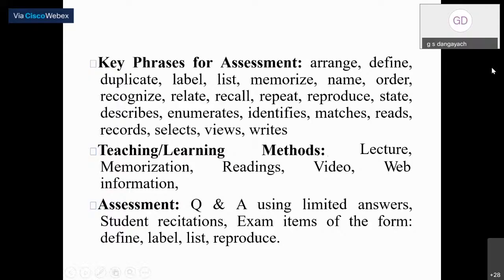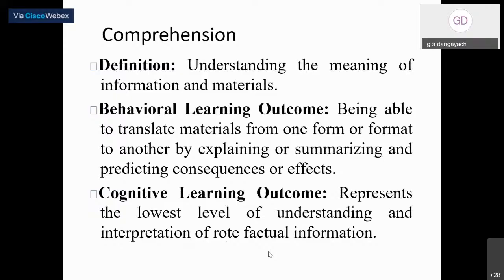So these are different similar words which can be used if you are asking students about their knowledge of something or some concept. And this is the lowest level, knowledge, as per Bloom's taxonomy. Teaching-learning methods for this level are memorization, readings, video, and web information, and assessment we can do by question and answer using limited answers, student recitations, and other types of methods.